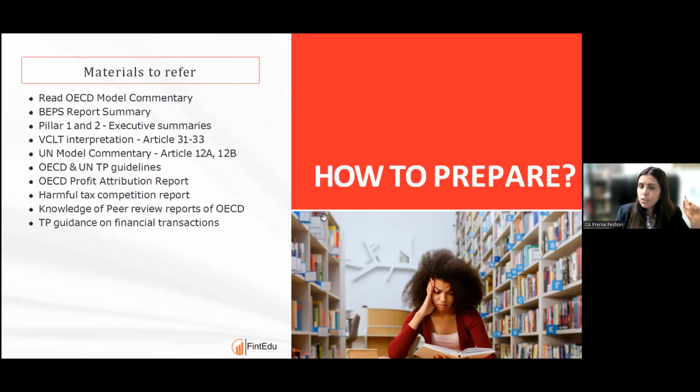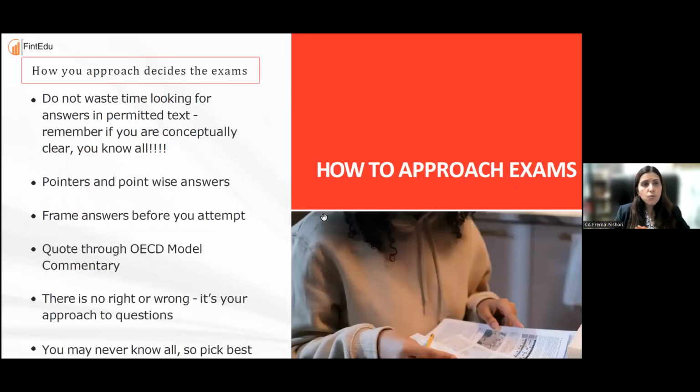Now, how to approach the examination? As I said, do not waste time looking for answers in the permitted text. If you're conceptually clear, you can develop your own answer. Write a point-wise answer. And as I said, frame answers before you attempt. Wherever you want to reference the OECD model commentary, quote that this is what the commentary says. Do not just copy paste from the commentary into the answer. They have checks to see whether your answers are plagiarized.